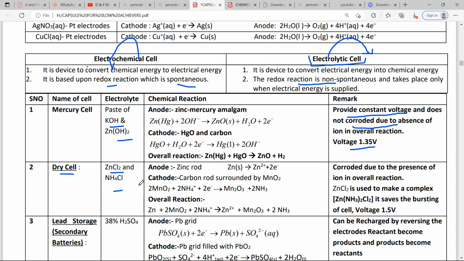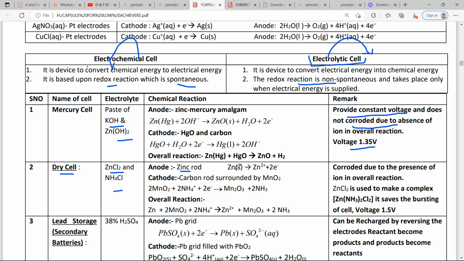Here the anode is a zinc rod, and carbon is surrounded by manganese. Anode zinc rod in the sense the outer covering of the battery pack. That is the anode here, and inside there is a black stick, that is a carbon rod, and in between there is a paste of manganese oxide and ammonium chloride. But what happens here? At the cathode, the MnO2 gets converted into Mn2O3.